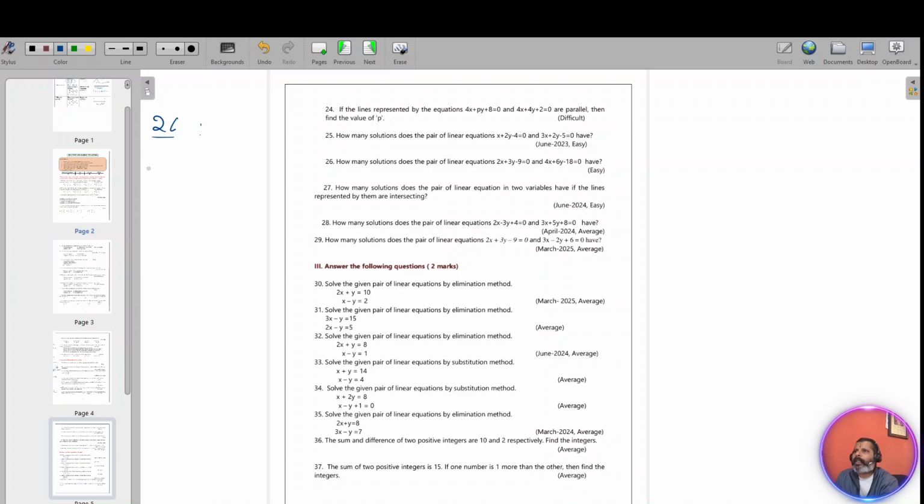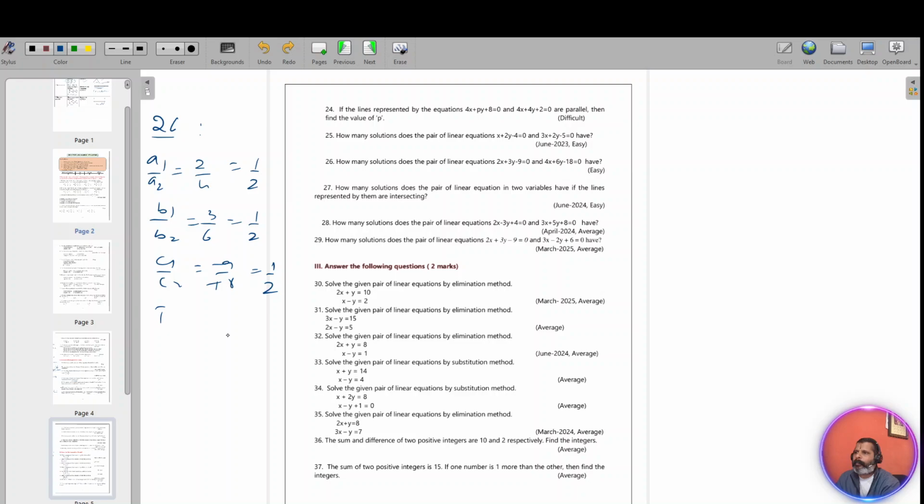How many solutions does these have? Again find the ratios. A1 by A2 equal to 2 by 4, that is 1 by 2. B1 by B2 equal to 3 by 6, that is 1 by 2. C1 by C2 equal to minus 9 by minus 18, that is 1 by 2. When all ratios are equal, they are coincident lines. Therefore, infinitely many solutions. Remember, infinitely many solutions.